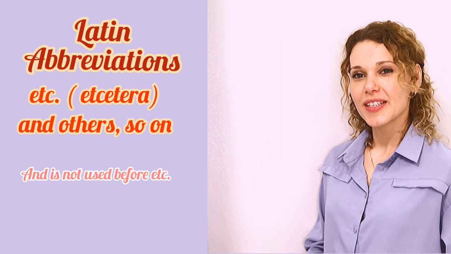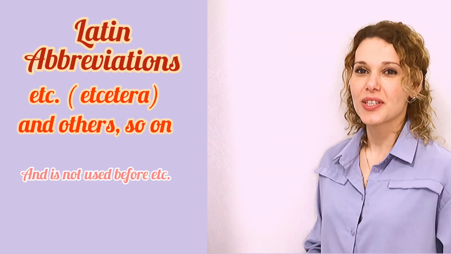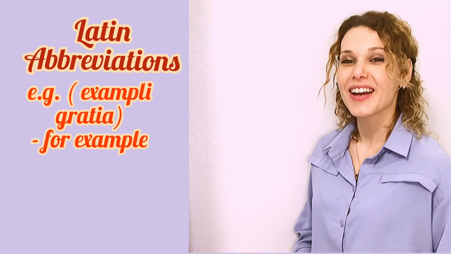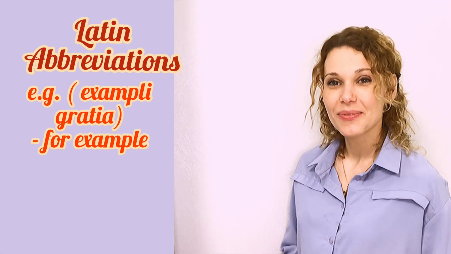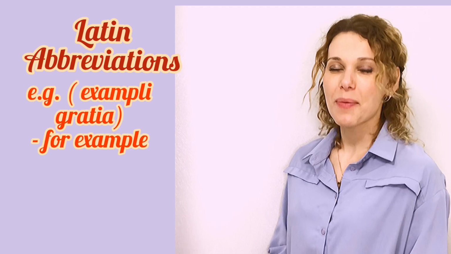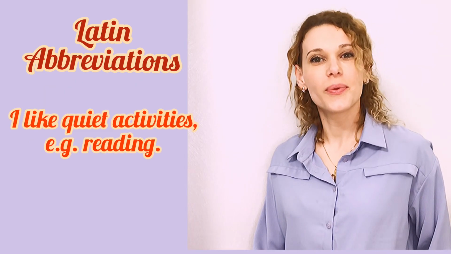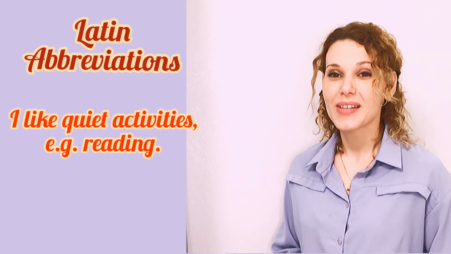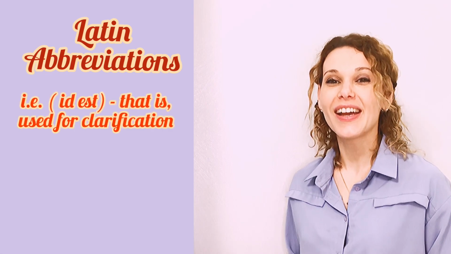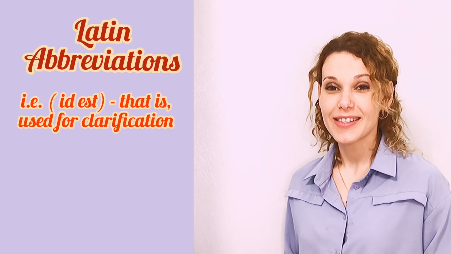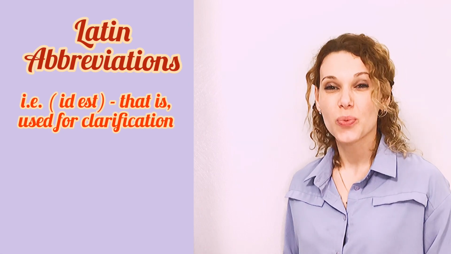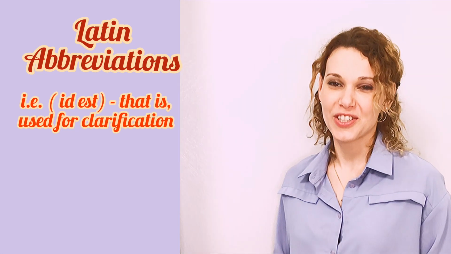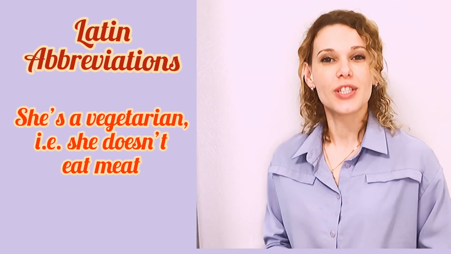She started enumerating everything she saw in the room: tables, chairs, sofas, etc. Next one is e.g., or exempli gratia, or for example. We usually use it when we want to give some example. I like quiet activities, e.g., reading. And note that in speaking we say, for example. Next one is i.e., which came from the Latin id est, which means that is. In other words, we use it to clarify, restate and explain some information. She's a vegetarian, that is, she doesn't eat meat.